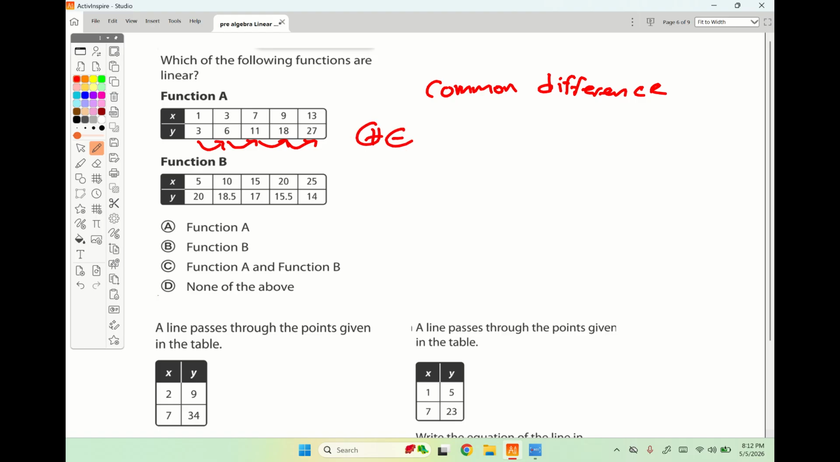From 20 to 18.5 is going down by 1.5. From 18.5 to 17, down by 1.5. From 17 to 15.5, down by 1.5. So you see, once you see that you have the same pattern, then you know it's going to be a linear relationship. Function B is linear.